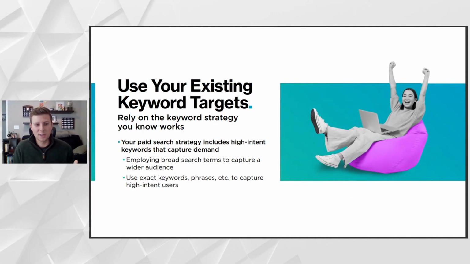One thing you can do as well is rely on your existing keyword targeting. If you're thinking, where do I start with CTV from an audience standpoint? Your existing paid search strategy includes a lot of high intent keywords. You're bidding on terms that are relevant for your business, are relevant for your customers that they're searching on. So take those terms and apply those to the audience segments you're looking for within the Mountain platform.